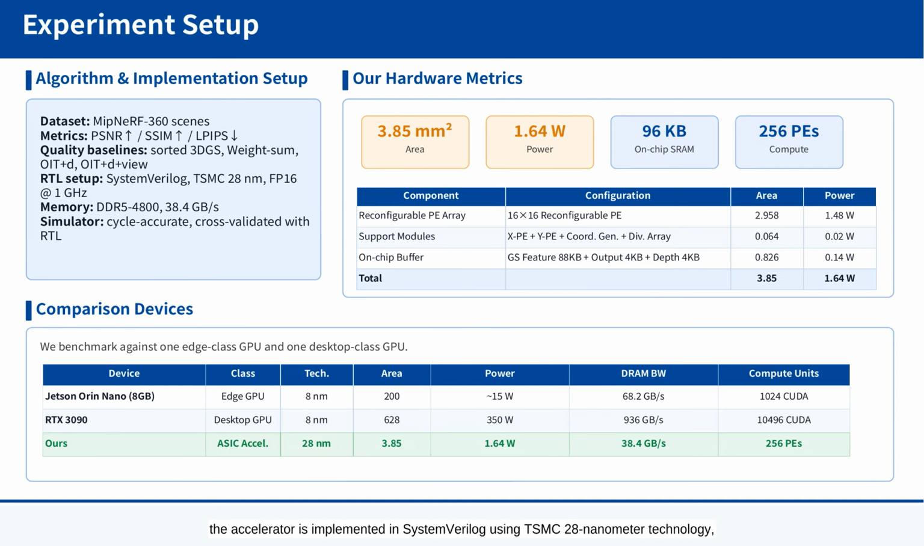For hardware evaluation, the accelerator is implemented in SystemVerilog using TSMC 28 nanometer technology, FP16 data paths, and a 1 GHz clock. The design occupies 3.85 square millimeters, consumes 1.64 watts, includes 96 kilobytes of on-chip RAM, and contains 256 PEs. We compare against Jetson Orin as an edge-class GPU and RTX 3090 as a desktop-class GPU.